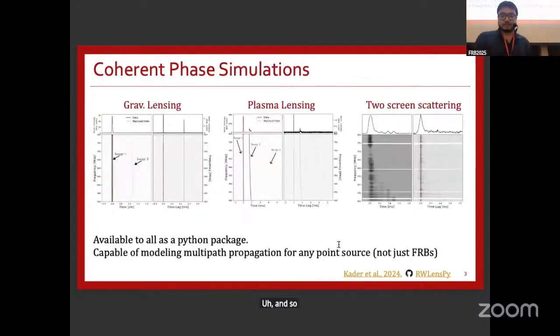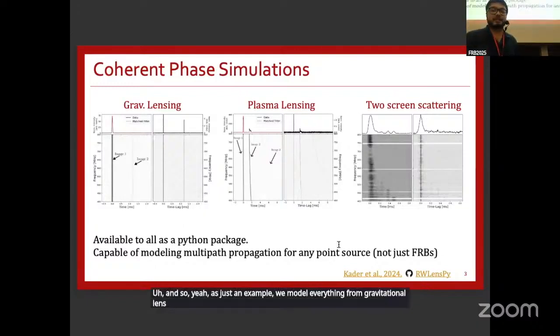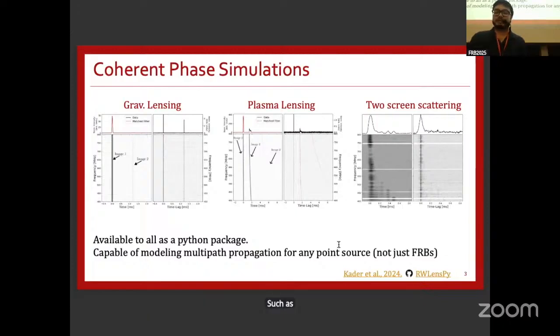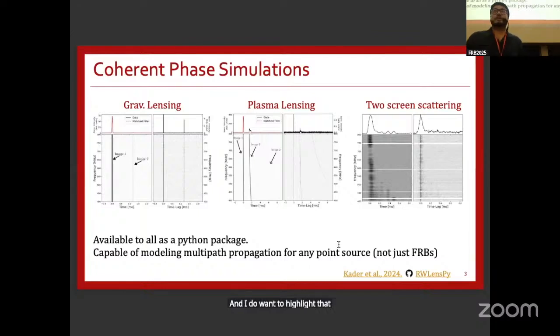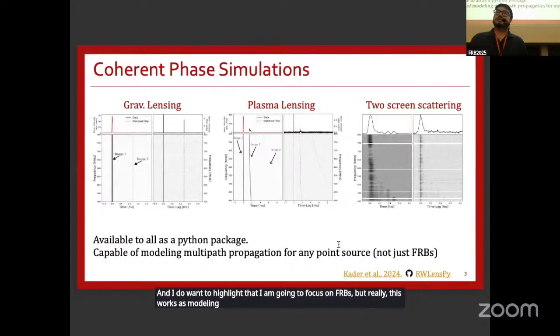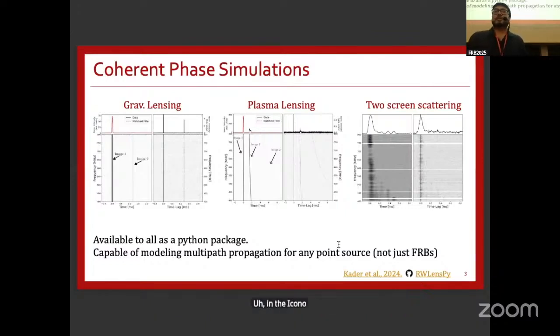As examples, we model everything from gravitational lensing to plasma lensing and even multiple screens, such as a 2-screen scattering system that I'm showing here. It's all available as a Python package that should be pretty easy to install. And I do want to highlight that I am going to focus on FRBs, but really this works as modeling the electric field propagation in the eikonal limit as long as you have a point source.